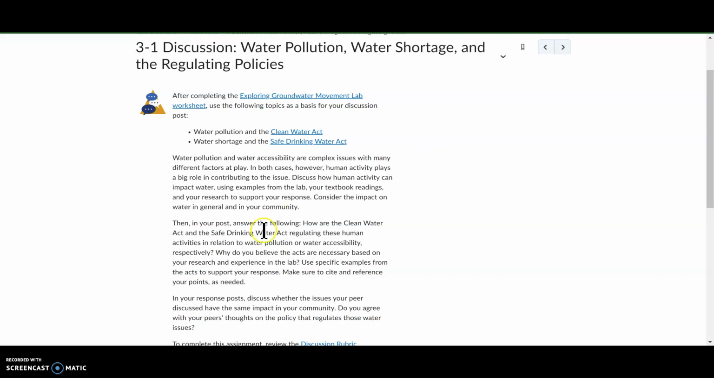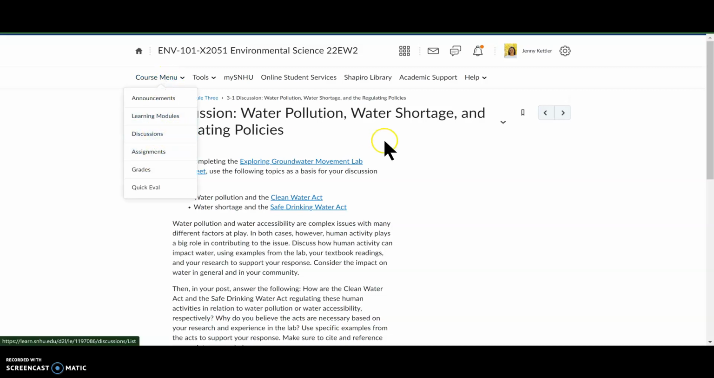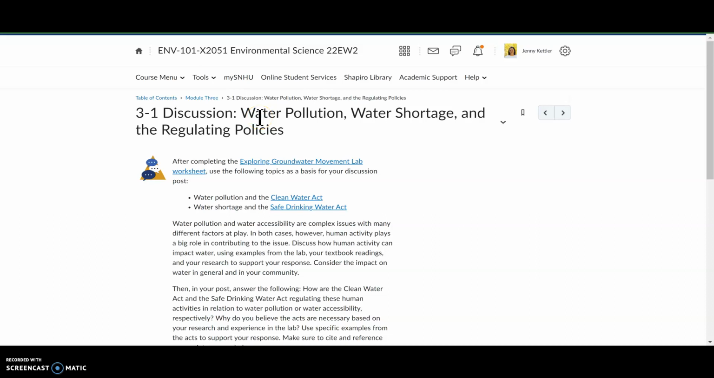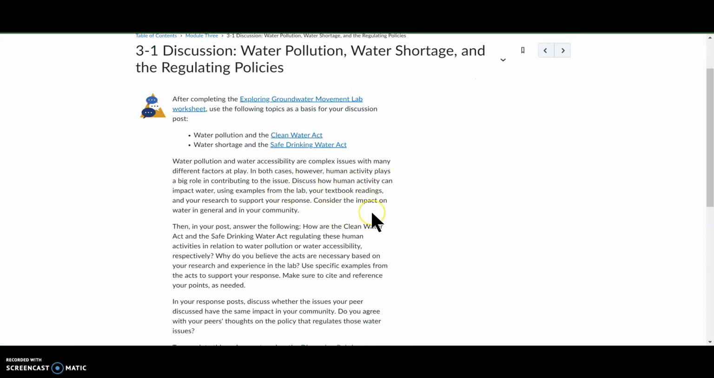So when you go to Module 3, or you can access it by the discussions, either way, you will land on the 3-1 discussion, and it's talking about completing a lab worksheet first. You're going to use that lab worksheet to help you see how specific things can impact groundwater movement. And then when you get done with that lab worksheet, you're going to review the Clean Water Act and the Safe Drinking Water Act in order to help you answer some of these discussion questions.